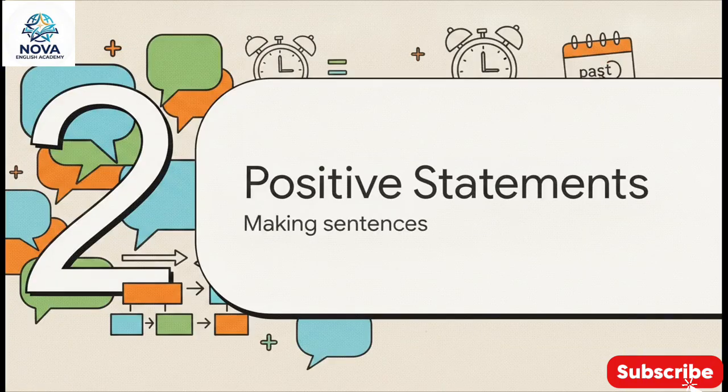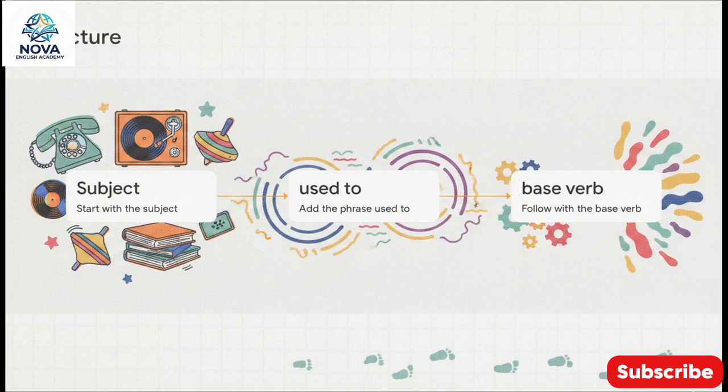Moving right along to part two, making positive statements. The formula for this is just super simple. It's literally just 3 consecutive pieces. You take your subject, add the phrase used to, and follow it immediately with your base verb. And that is it, the whole shebang. There are no complex conjugations, no messy endings for your main verb. The phrase used to does all the heavy lifting of putting the action firmly into the past habit category.